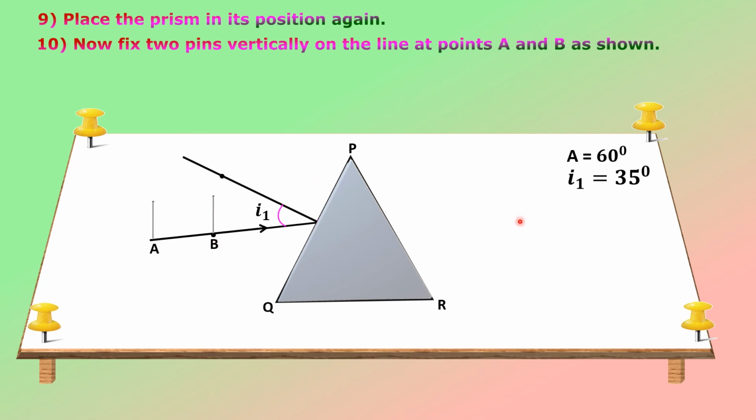And in the next step, from the side PR, from this side, we have to look for the images of the two pins through the prism. That means if we see from the side PR, we can see the images of the two pins somewhere here. So look for the images of pins through the prism from the other side PR.